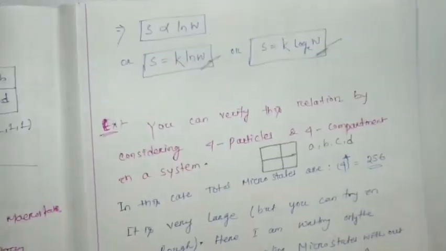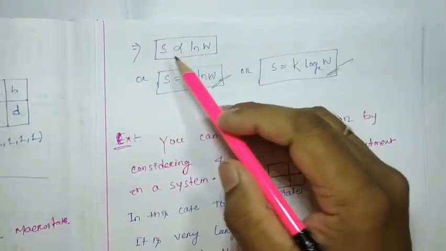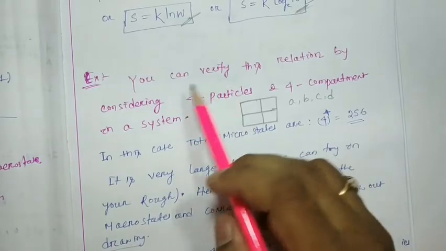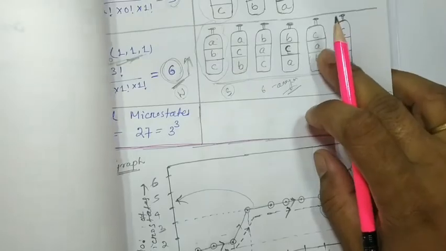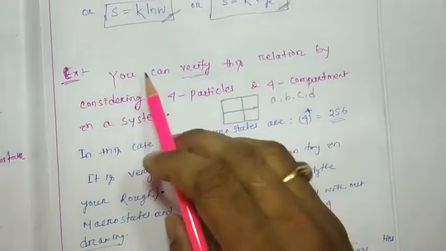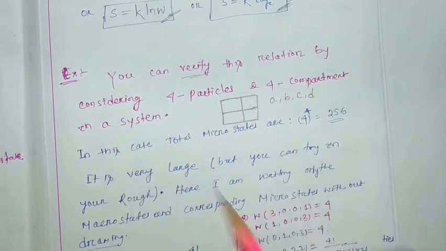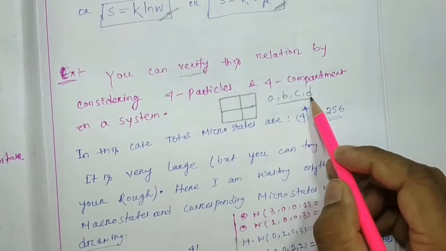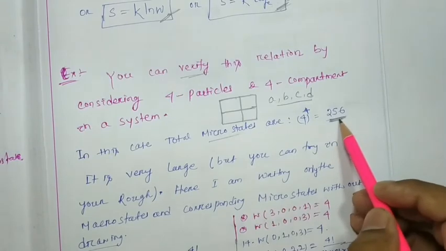To verify, analyze, or perceive more about S being proportional to ln W or omega, here is another example. I have not drawn the figures, but you can draw them in your rough work. You can verify this relation by considering 4 particles and 4 compartments in the system. So here are the 4 compartments, and A, B, C, D are the 4 distinct particles. In this case there will be 256 microstates.